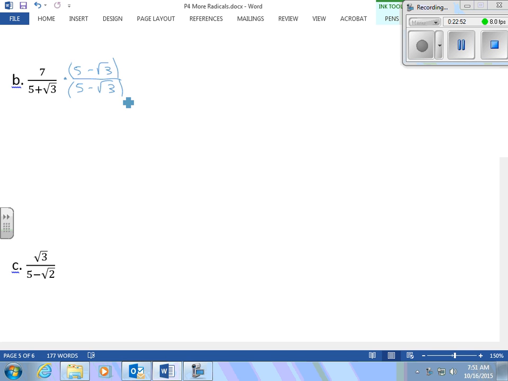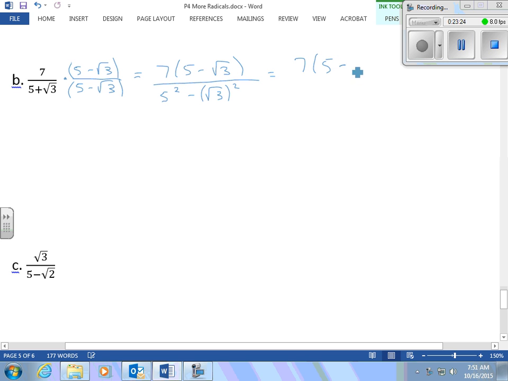Let me just flip to the right page here. All right, so my numerator now will become 7 times 5 minus root 3. My denominator will become 5 squared minus root 3 squared. Okay, I want you to get used to thinking in terms of a squared minus b squared. So square the first term, square the second term. So the numerator, 7 times 5 minus root 3. We'll leave it at that for now.